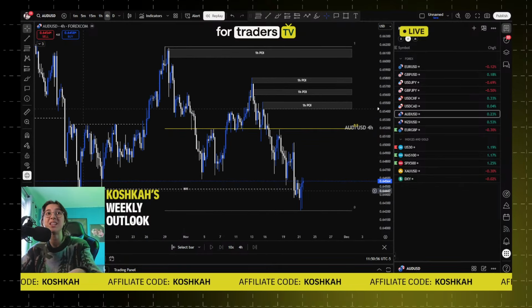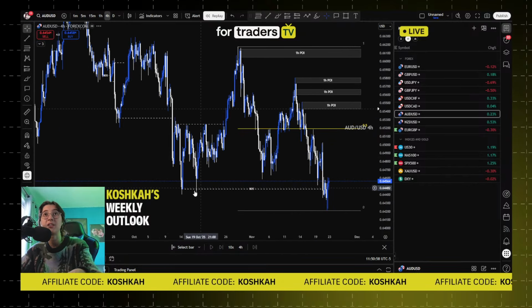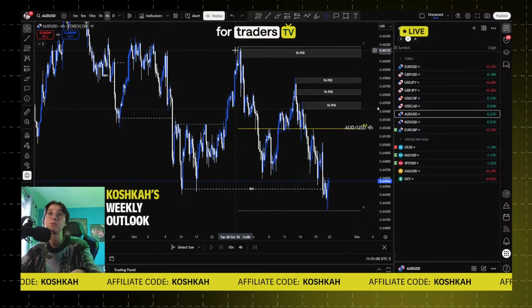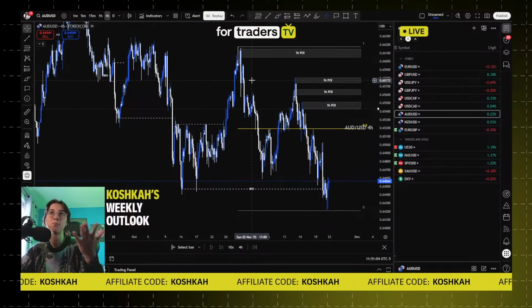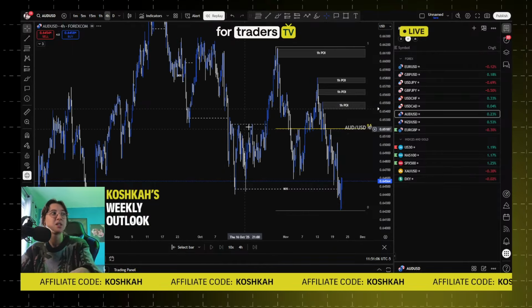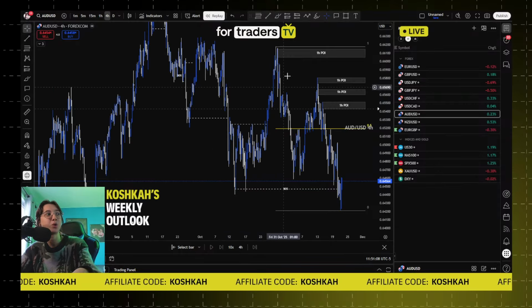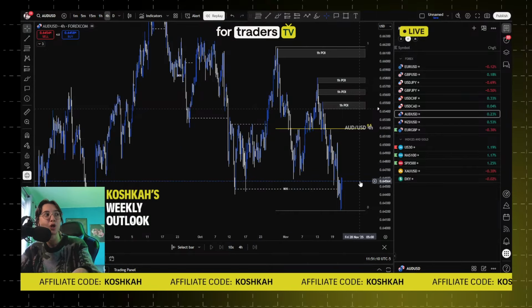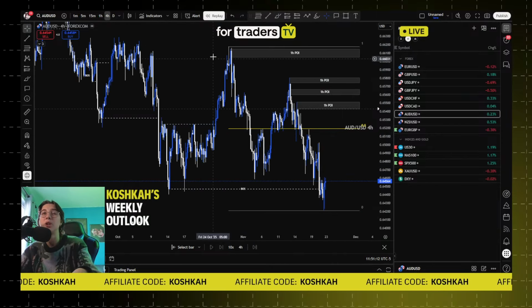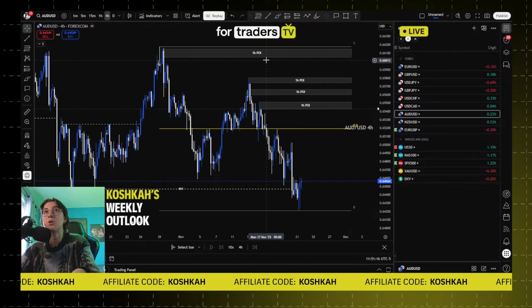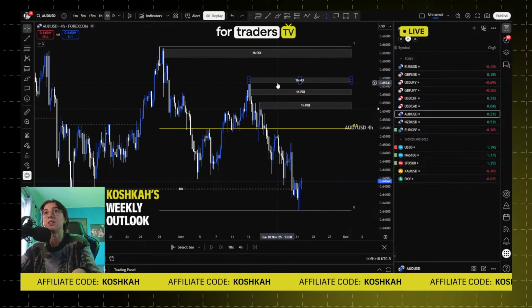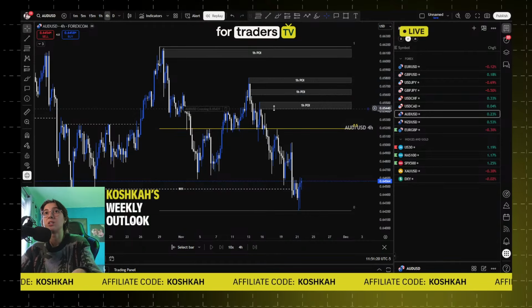On AUD USD, we finally broke structure to the downside. So we're out of this huge range that we had previously, but now we're back in a huge range again, because this is the last break to the upside. We created this huge range, and now we broke structure to the downside. So we created this huge range, and we have some valid POIs right here on the 1 hour. We have this 1-hour POI, this 1-hour POI, this 1-hour POI, and this 1-hour POI.